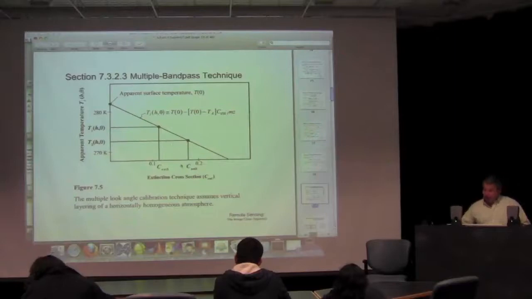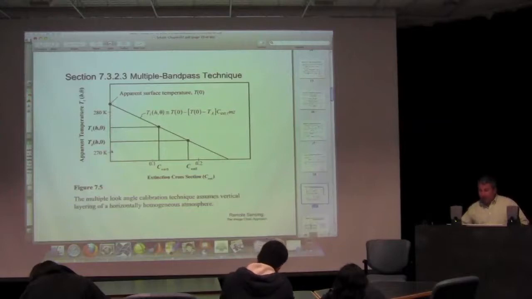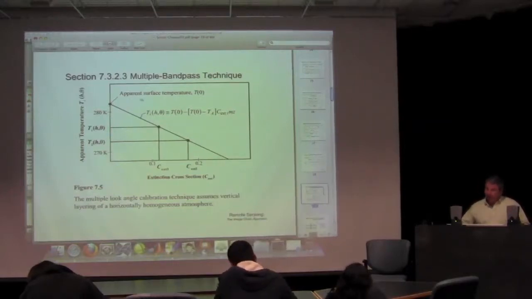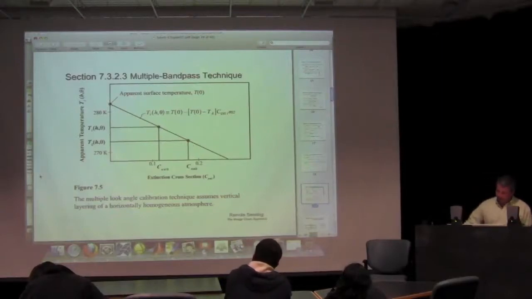Okay? And you plot as a function of extinction coefficient, so you have to know the extinction coefficient of the atmosphere, which is something difficult to come up with. You plot temperature as a function of that, and then the intercept term for that plot winds up being your surface temperature. Again, there's way too many assumptions in this particular technique.